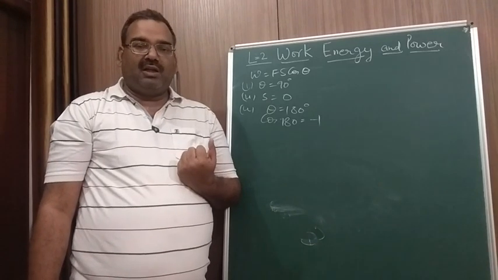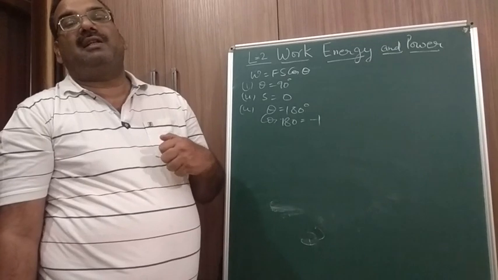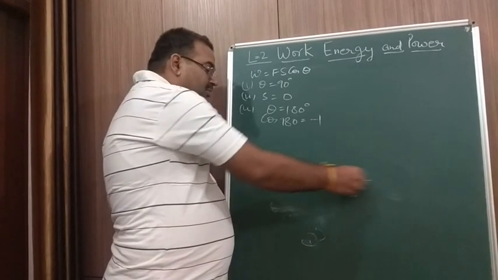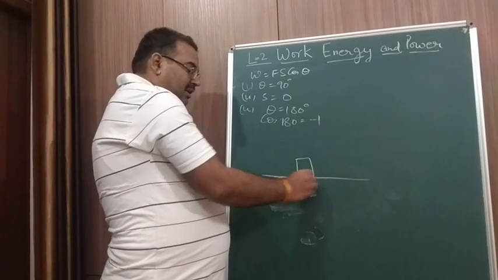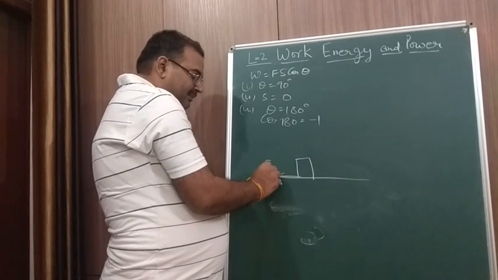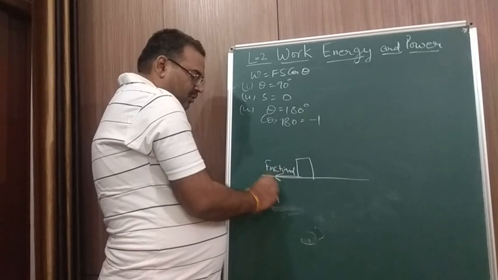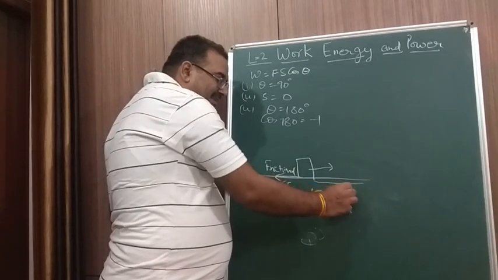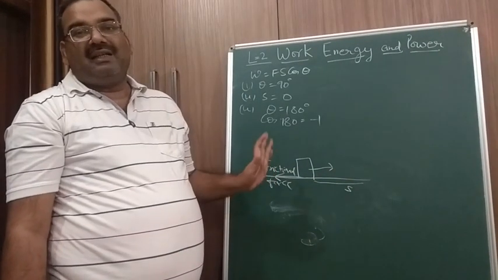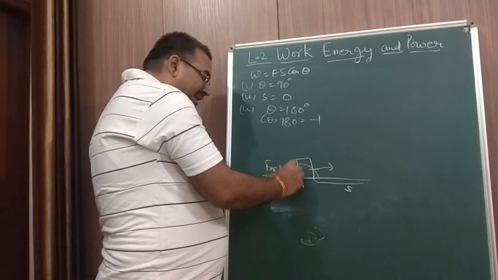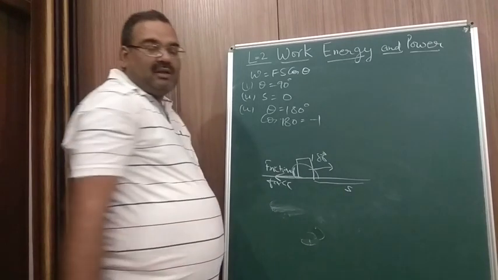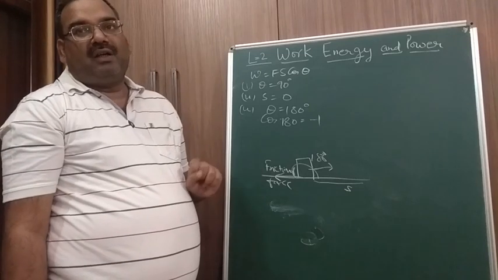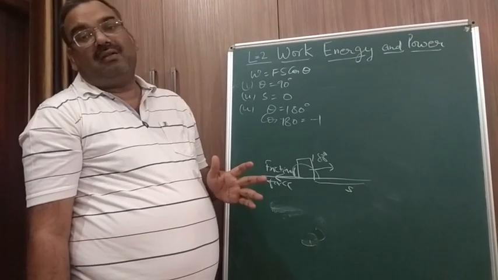He is not doing any work against gravity, but there is another force acting on him against which he is doing work. You know that when any object moves, there is always a frictional force acting. So, when you displace an object in this direction by a certain distance s, then you are doing work against the frictional force. This angle is 180 degrees. Is it clear? Whenever we walk, we are doing work against the frictional force. That is why we are getting tired.